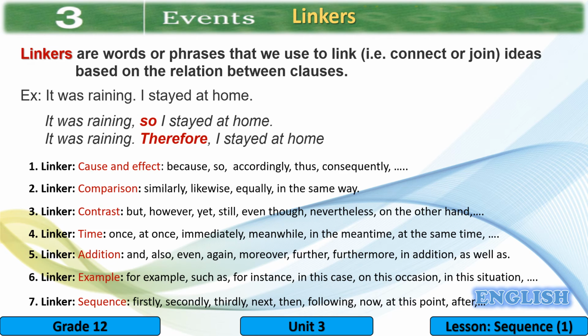Number 1, cause and effect linkers. We use because, so, accordingly, and so on. Number 2, linkers of comparison. Similarly, likewise, equally, in the same way. Number 3, linkers of contrast. But, however, yet, and so on. Linkers of time is number 4. We use once, at once, immediately, and so on.